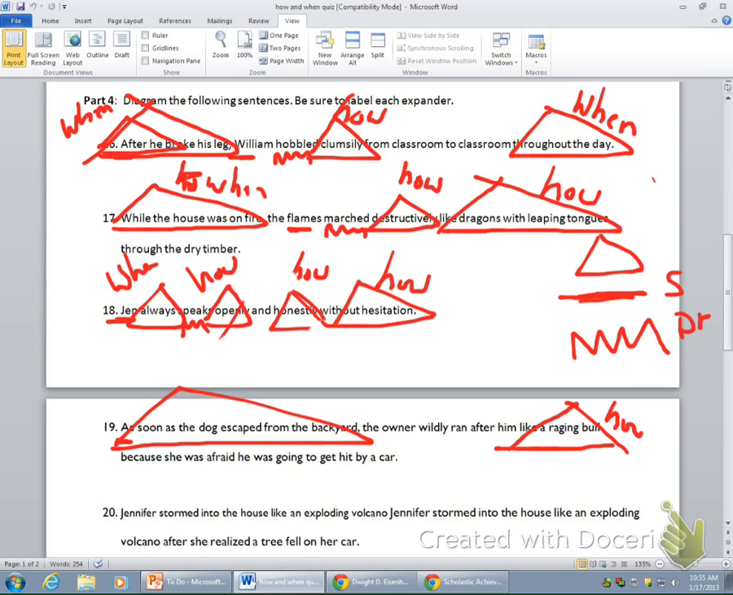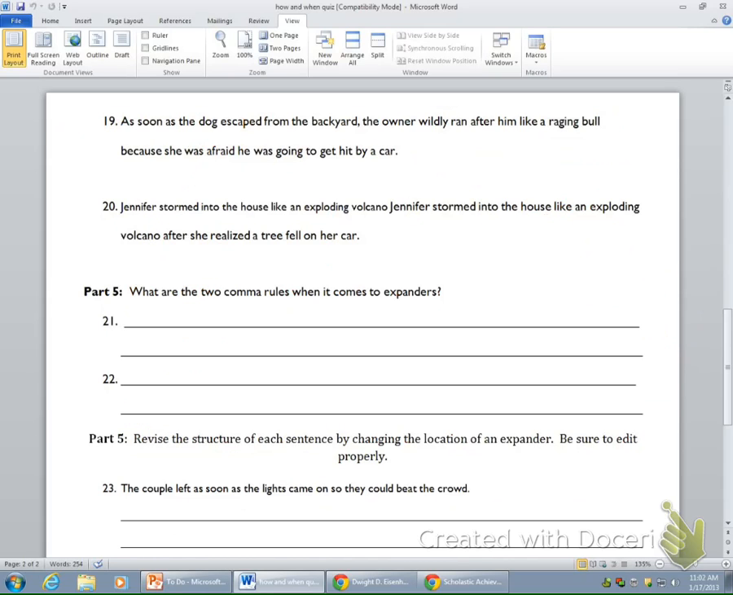But is it telling me how? Because I know as tells you how, but I also know as tells you when. So this is telling me when something happens. All right, and then I notice another ly word. That's telling me how. So what did they do wildly? Ran. So ran is a predicate, and who ran? Owner.